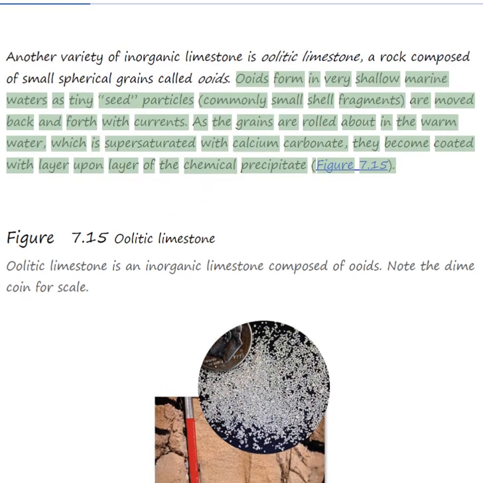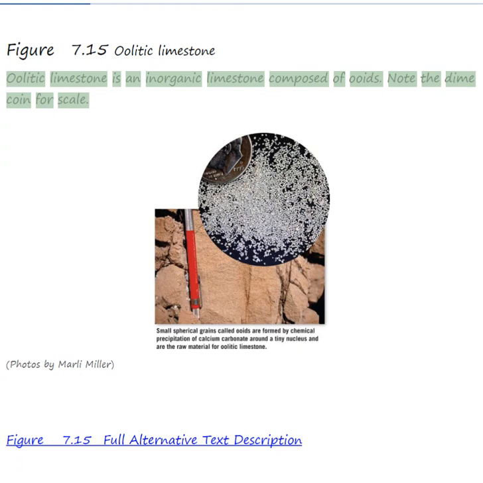Ooids form in very shallow marine waters as tiny seed particles are moved back and forth with currents. As the grains are rolled about in the warm water, which is supersaturated with calcium carbonate, they become coated with layer upon layer of the chemical precipitate. Oolitic limestone is an inorganic limestone composed of ooids. Note the dime coin for scale.